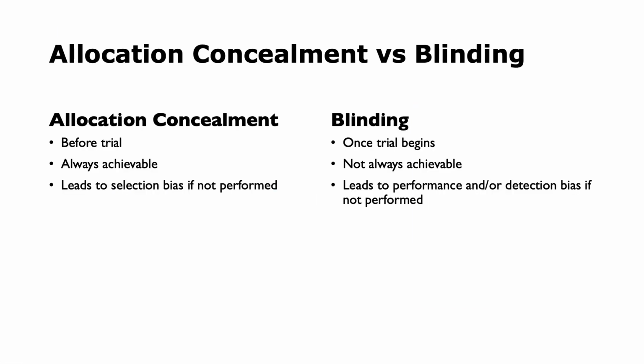So again, allocation concealment is before the trial procedures and study visits begin for the patients. It's always something that is achievable if appropriately planned. And if it is not implemented correctly, it leads to selection bias. Blinding begins once the trial begins from the perspective of study subject visits, encounters, measurements. It's not always achievable because of the characteristics of the intervention. It may not be possible to create a placebo or equivalent arm. And a lack of blinding can lead to performance and/or detection bias.